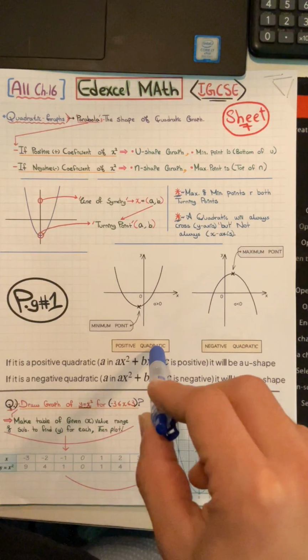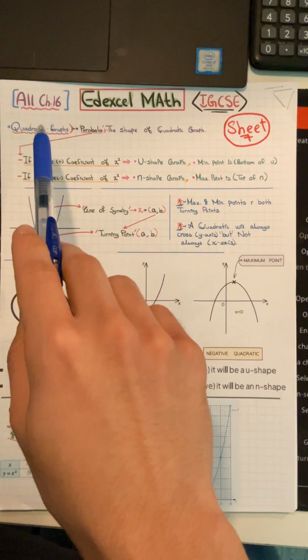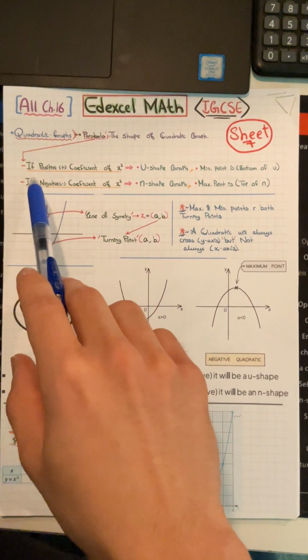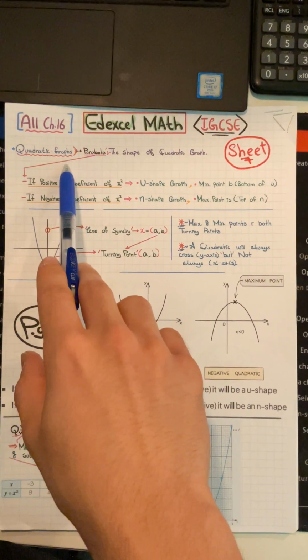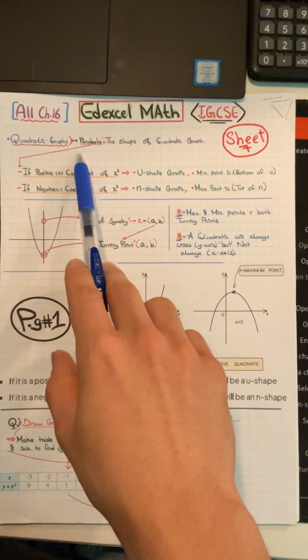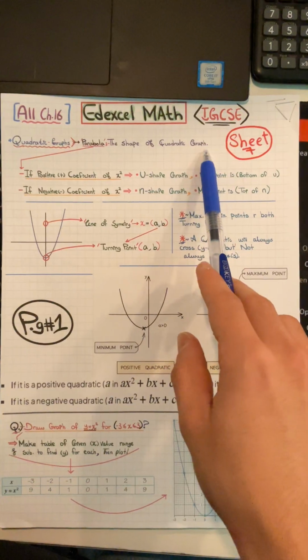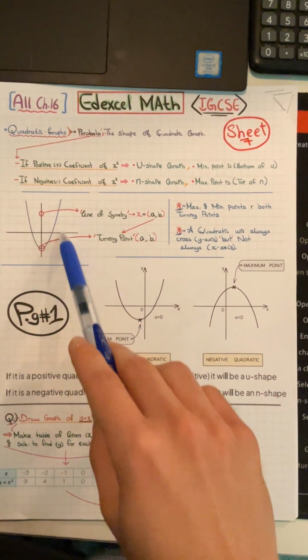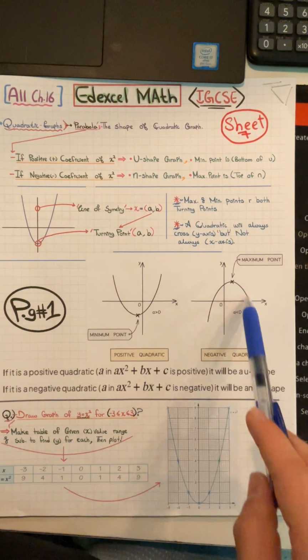Alright, so let's begin. We're going to start by defining a quadratic graph. A quadratic graph is a graph that has a parabola. Parabola is the shape of a quadratic graph. It looks something like this, or like this.